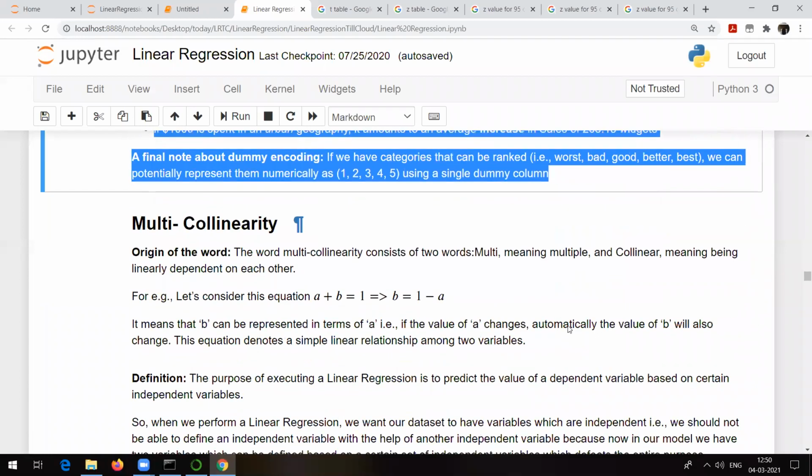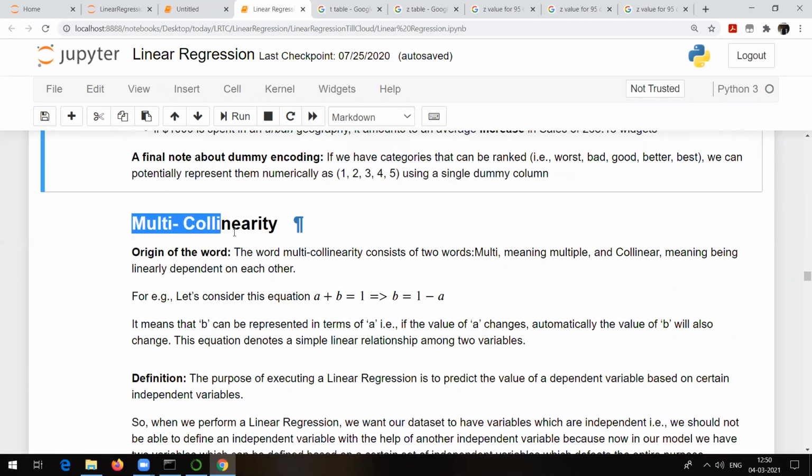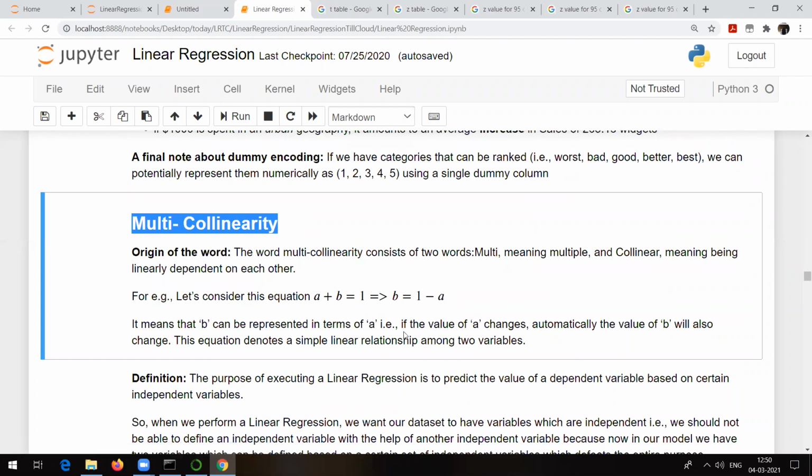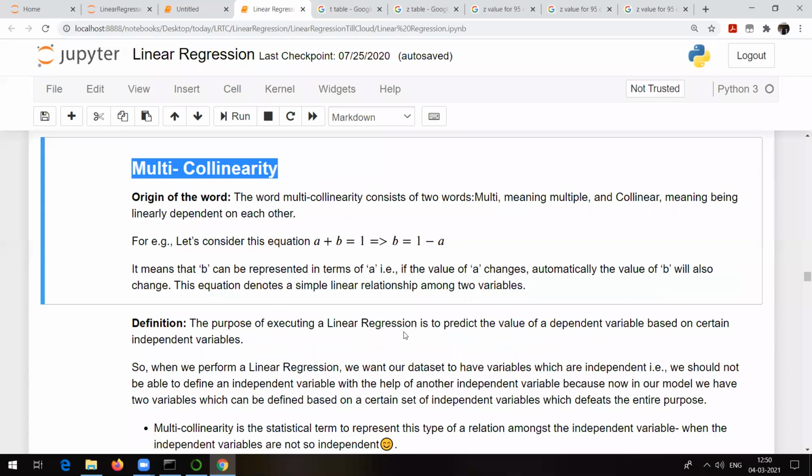Right? This is what the interpretation is. And what is the multi-collinearity concept actually? In simple words, we have seen that the output column should be dependent on the independent columns, the input columns. But if one input column itself is dependent on another input column, then that is called multi-collinearity.